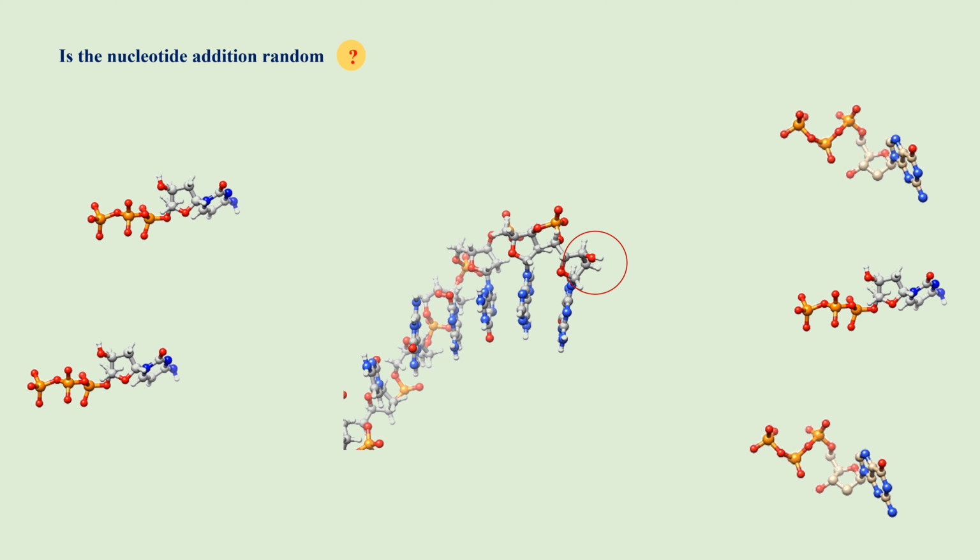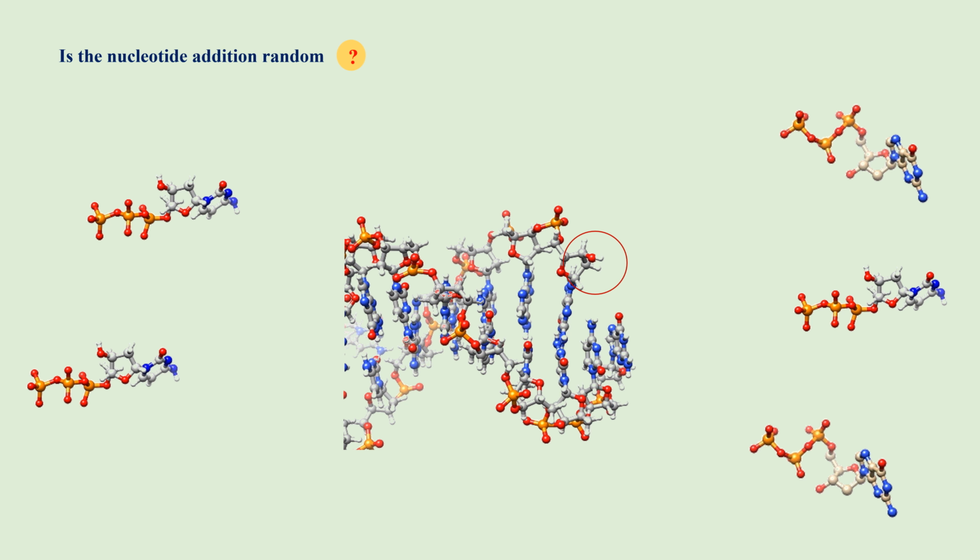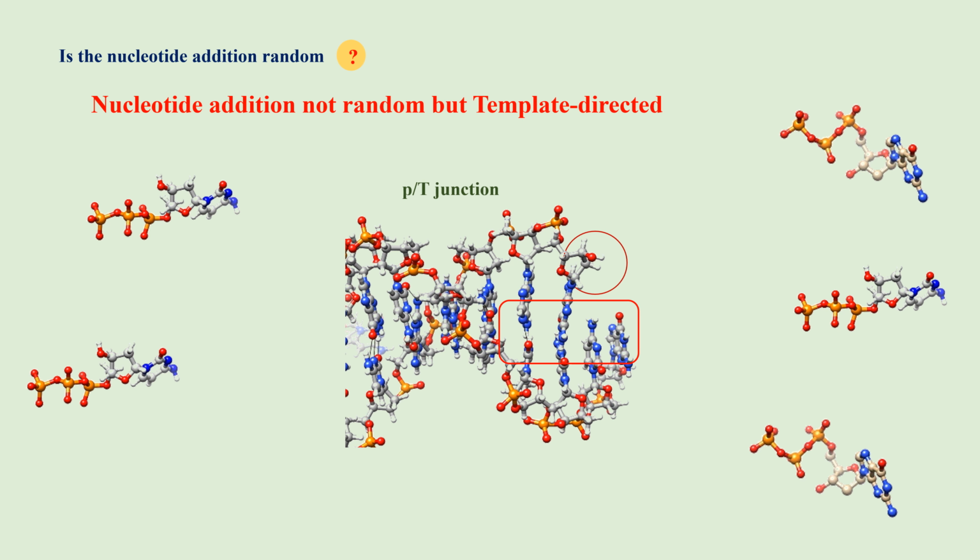The specific direction is provided by the template DNA. The growing chain should act as a primer, and the primer is required to base pair well with the template and form a specific structural arrangement called the primer template junction or the PT junction. So we see that nucleotide addition is not random but template directed.